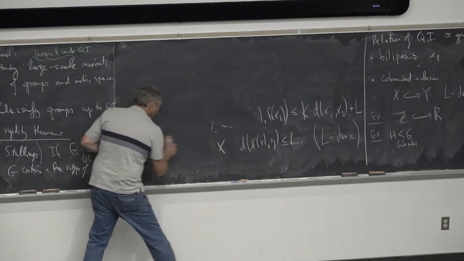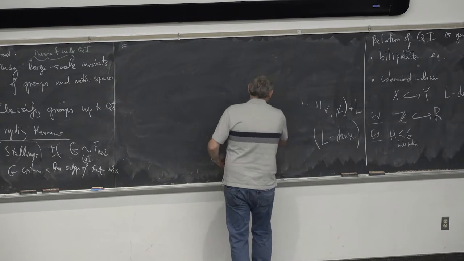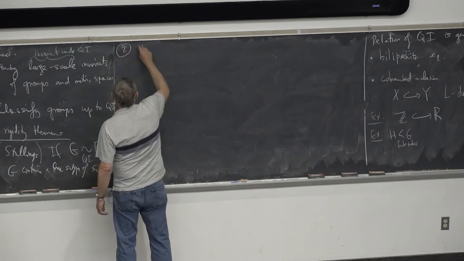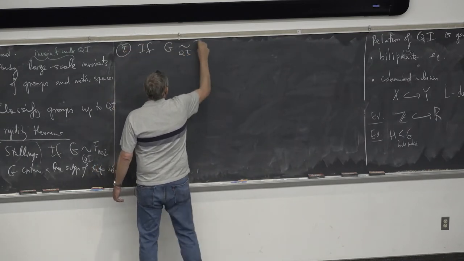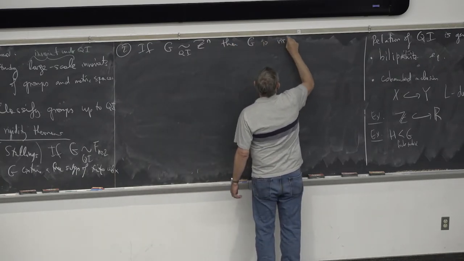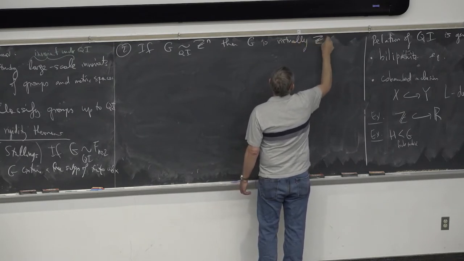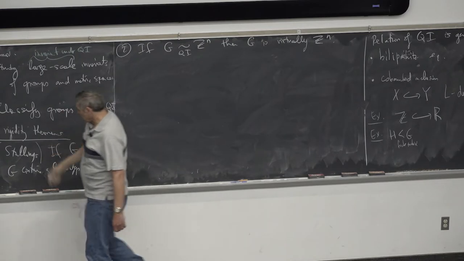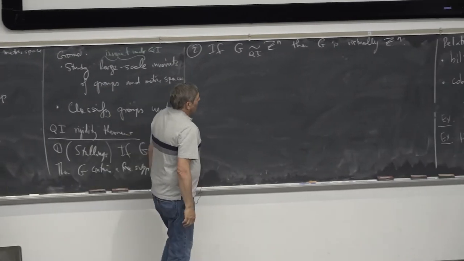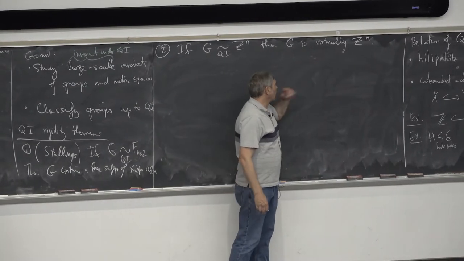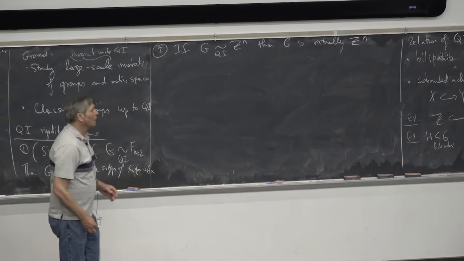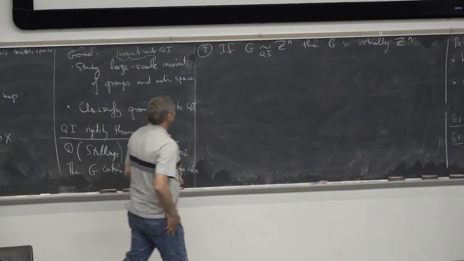His famous polynomial growth theorem. But let me just state this corollary, which is that if G is quasi-isometric to Z^n, then G is, now I'll use this word, virtually Z^n. I find this quite amazing that the large-scale geometry can recover the algebra of the group. You know, it can reconstruct the group up to some very small ambiguity. I think that's very remarkable.